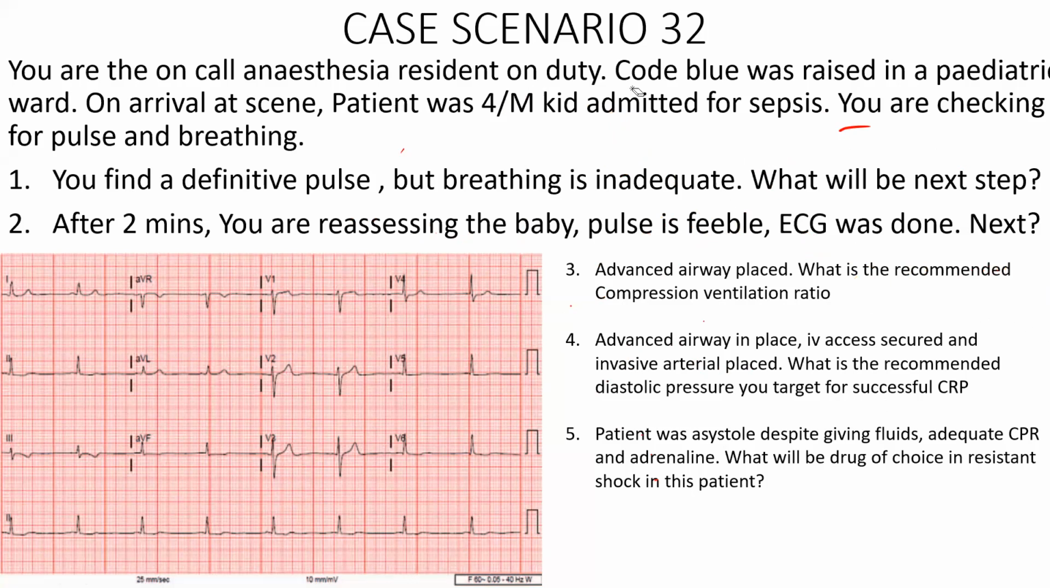Good. The patient is asystolic despite giving fluids, adequate CPR, and adequate adrenaline. Everything is going on fine. What will you do when the patient is having a resistant shock? Read this patient's case history and then tell me. Hydrocortisone. Double defibrillation, sir. Hey, the patient is in asystole. Read the case and treat the cause. If you say defibrillation, then you don't understand the basic concept of ACLS. Treat the cause. Hydrocortisone, very good, excellent. Because this baby is having sepsis, you have to give hydrocortisone for resistant septic shock. Excellent. Any doubt in this station?